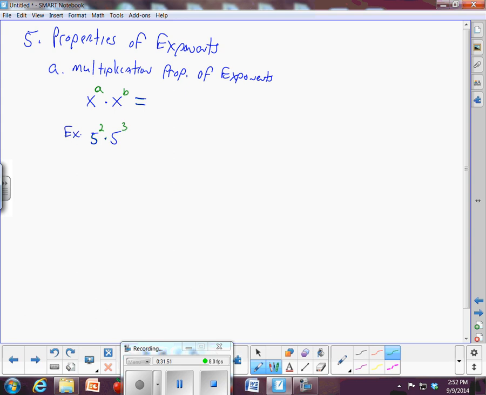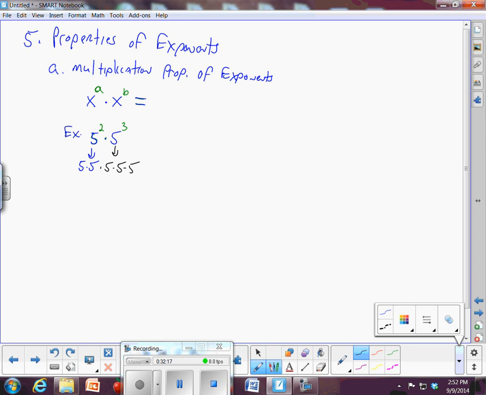Okay, so we're going to do this the long way. Our property is simply a shortcut. So let's do this the long way. Let's expand this first one. What's 5 squared? 5 times 5. Let's expand this one in black. What's 5 cubed? 5 times 5 times 5, right?